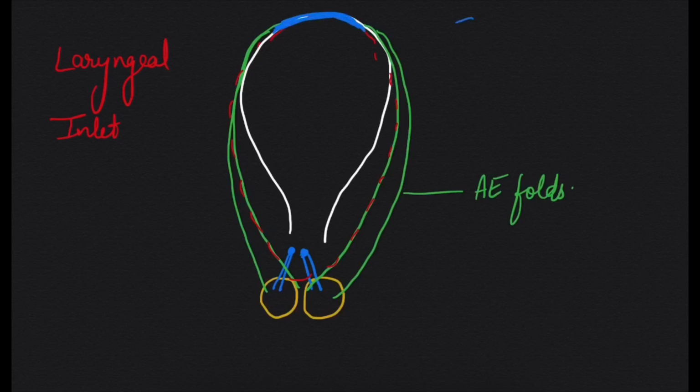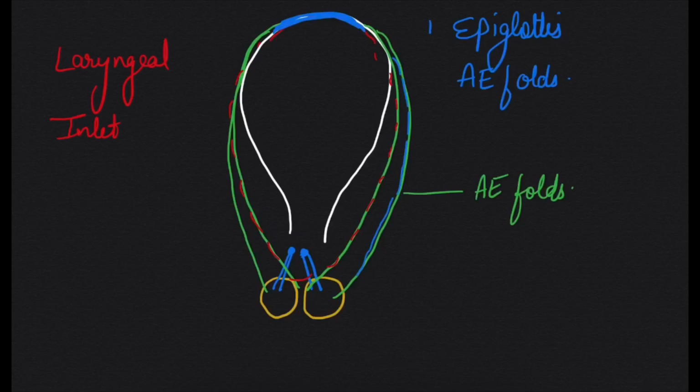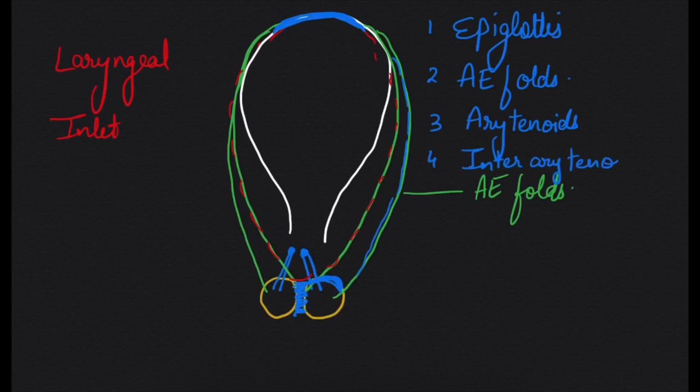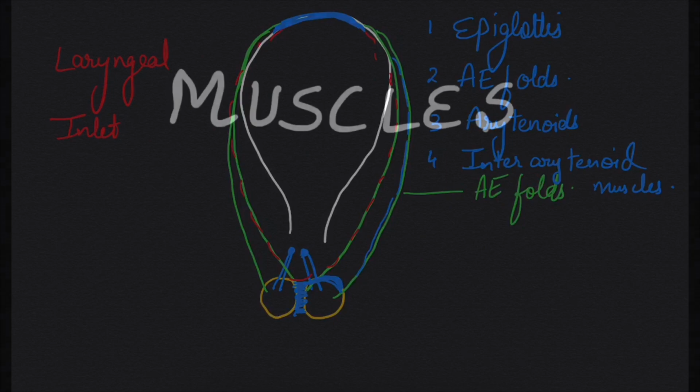So see what structures come in it. First we have the epiglottis over the top, a little part of the epiglottis. Then these green ones are the aryepiglottic or AE folds. Then we have arytenoid cartilages on both sides. Then in between both arytenoids we have a muscle which is called the inter-arytenoid muscle. It is inter-arytenoid because it is present between two arytenoid cartilages.